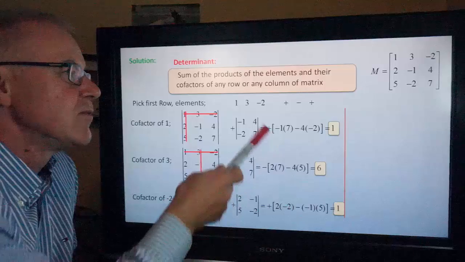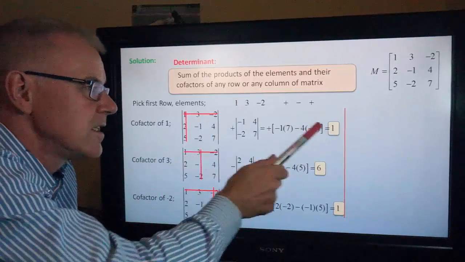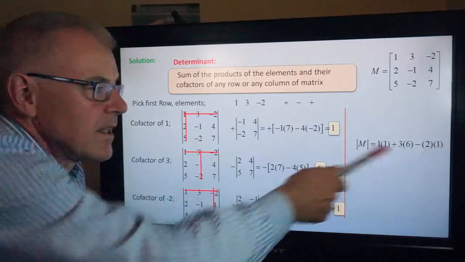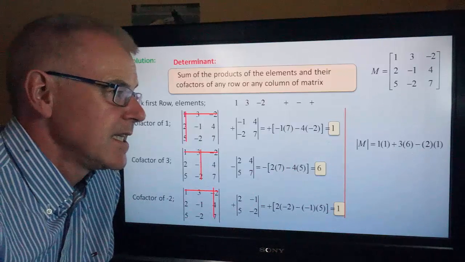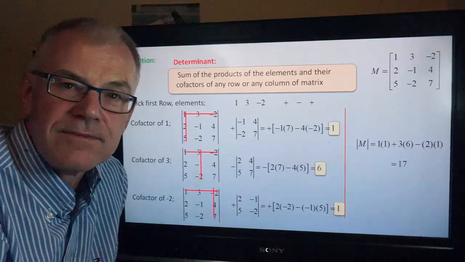And now what we do is we multiply each of the elements by their cofactors. So 1 times 1 plus 3 times 6 minus 2 times 1. So that'll be 1 plus 18, which is 19, and minus 2 from 19 is 17.